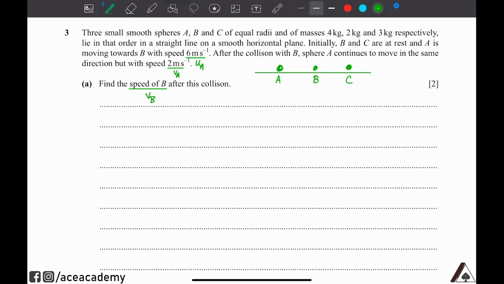So before that, we have the mass of A times the initial velocity of A, plus, if you remember, B was at rest, and so that means the momentum of B was 0, which is equal to the final momentum of A and final momentum of B, which is mA times VA plus mass of B times velocity of B. Putting in the values, we have 4 times 6 is equal to 4 times 2 plus 2 VB. From there we get VB is equal to 8 meters per second.